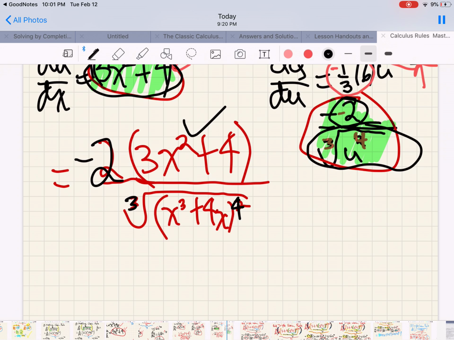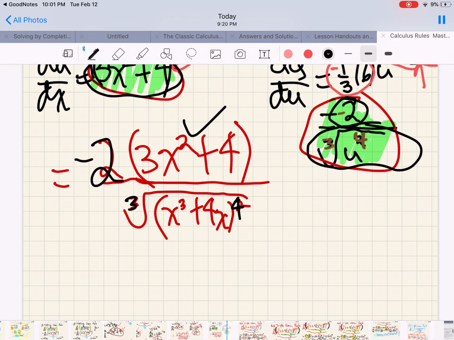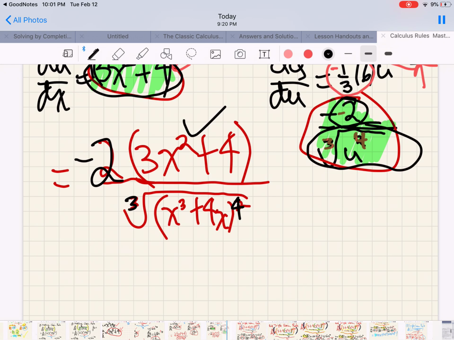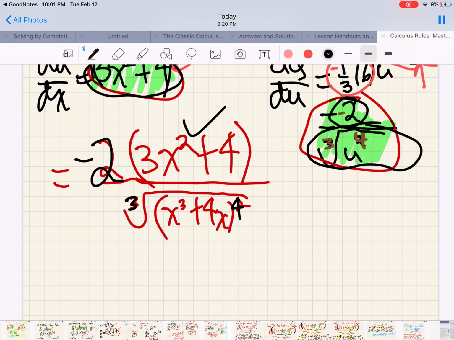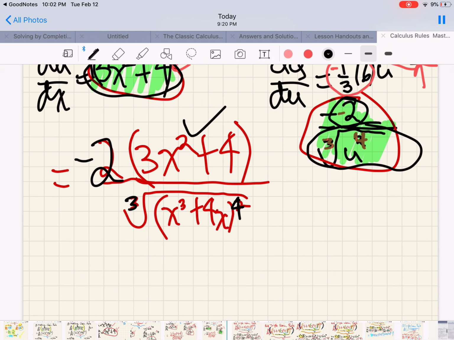Okay, folks, so again, if you want to go over that, pause, rewind, but copy down the original question, copy down the final answer, and see if you can get there.